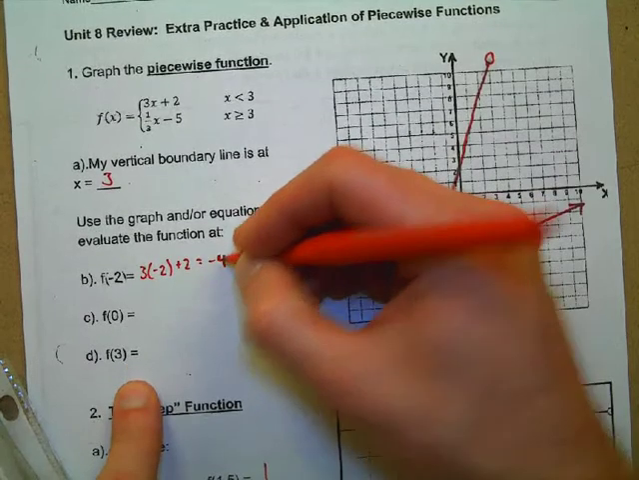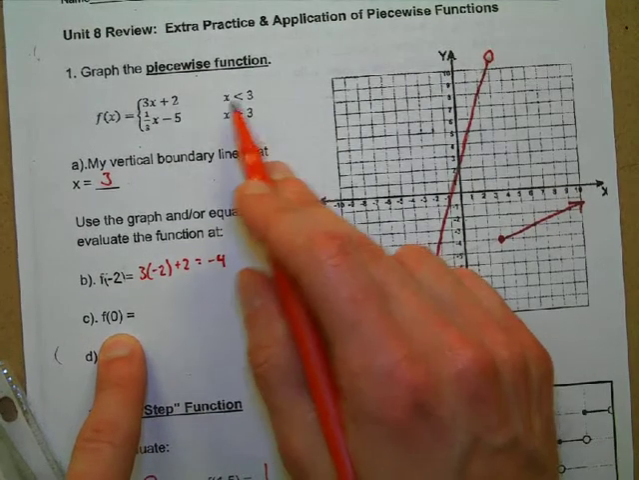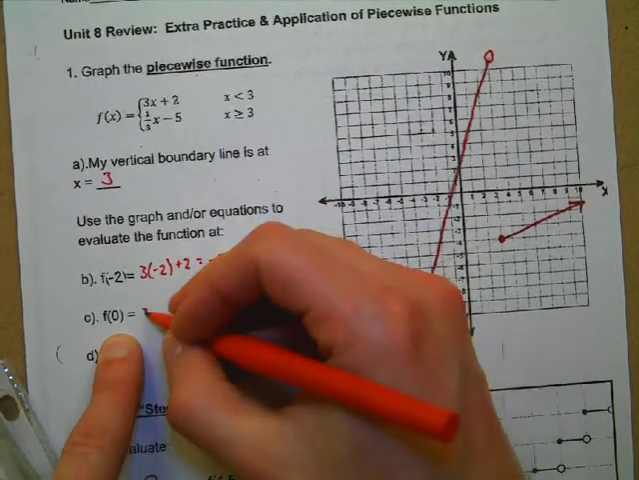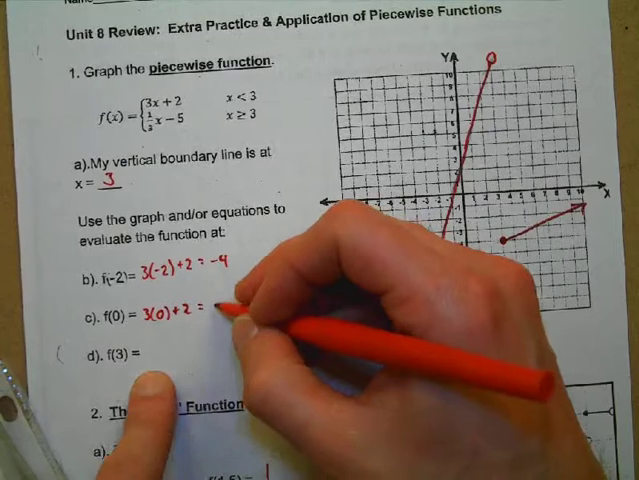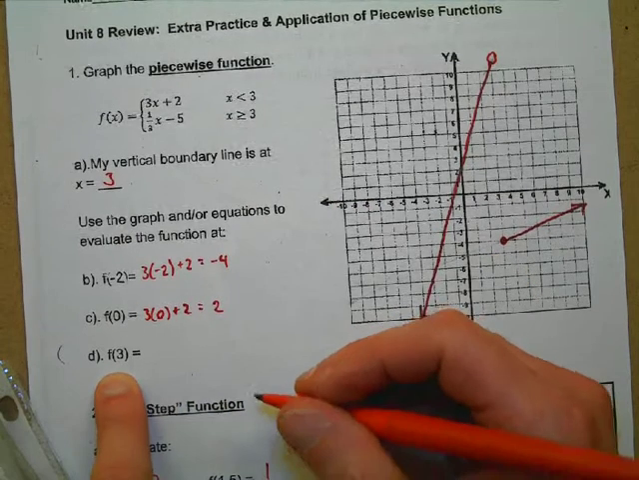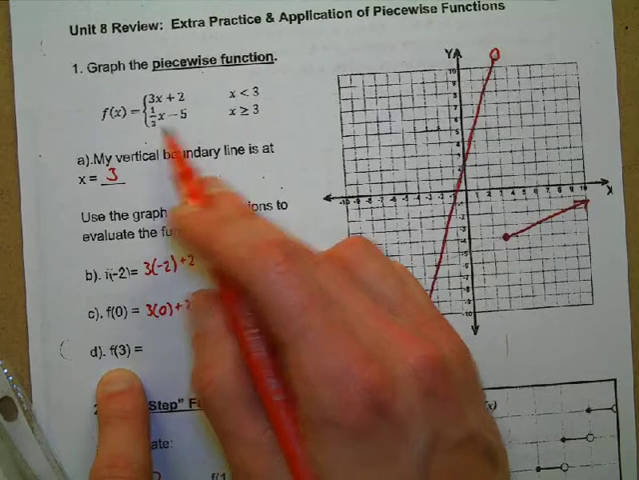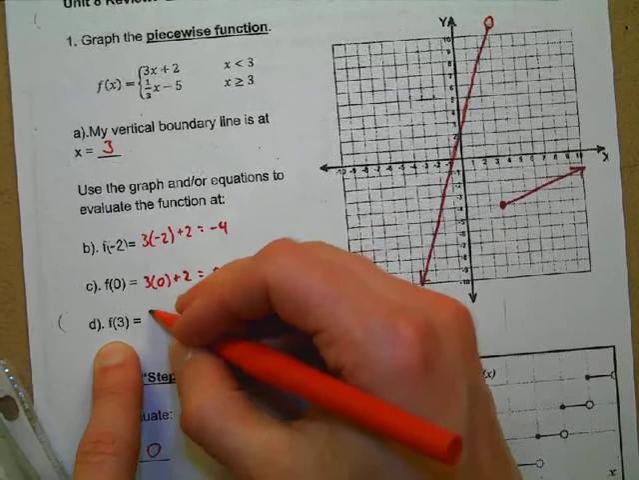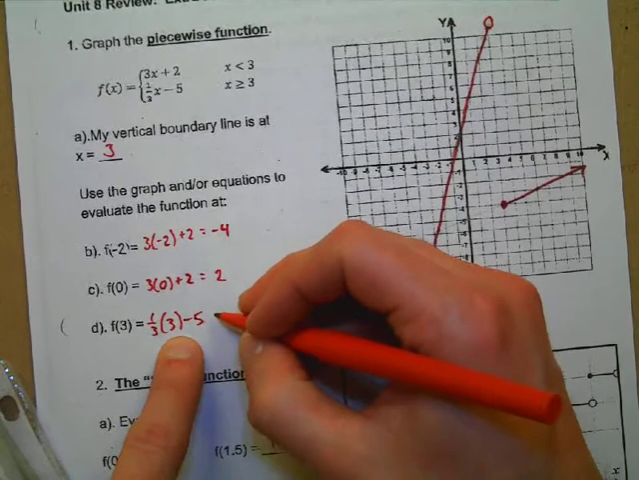Okay? And then 0. 0 in the top as well, because again, 0 is less than 3, so it'll be 3 times 0 plus 2, so we'll get 2. And then finally for 3, should it go in the top piece or the bottom piece? Yeah, bottom, because 3 is equal to 3, so we'll have 1/3 times 3 minus 5. 1/3 of 3 is 1, minus 5 will be negative 4.